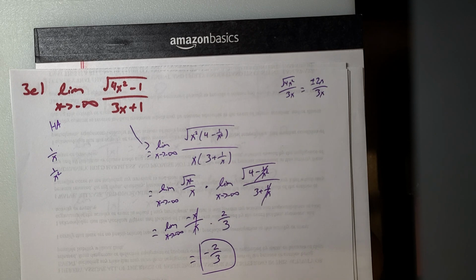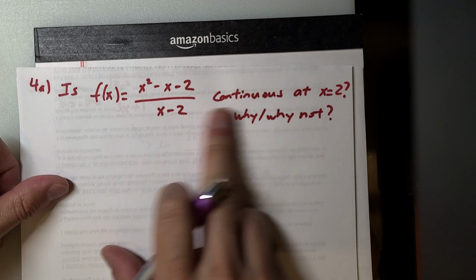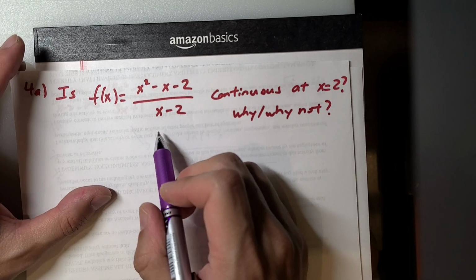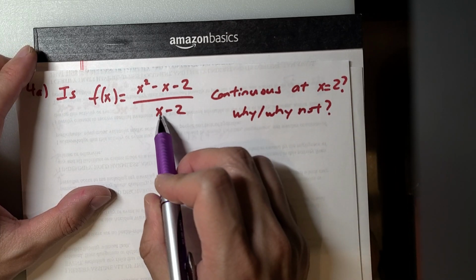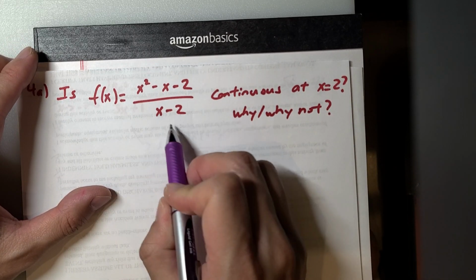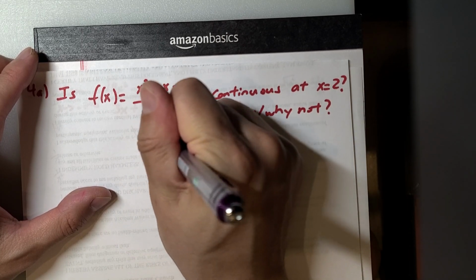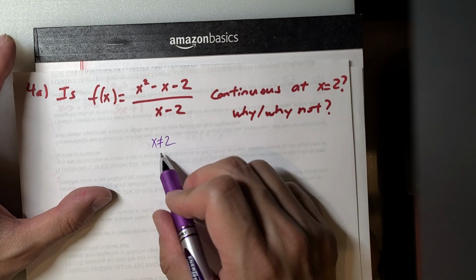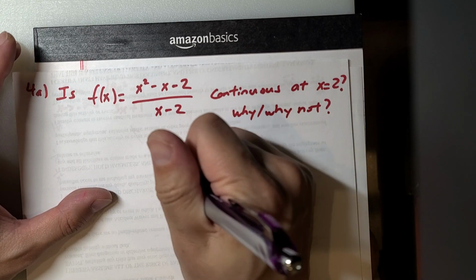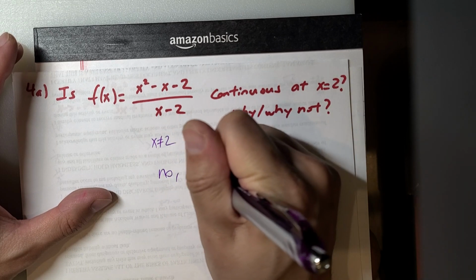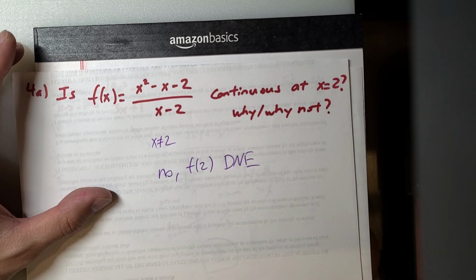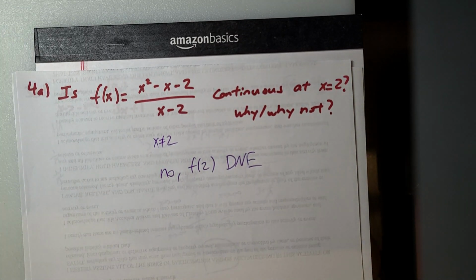Okay, let's move on. Number 4, part A: is this function continuous at x equals 2? Why or why not? We can immediately tell, just by the domain of f, that x cannot be equal to 2. Therefore, since x cannot be equal to 2, it's not continuous at 2. So, no. We can say f of 2 is undefined, or does not exist. f of 2 does not exist. That's our reason. As simple as that.